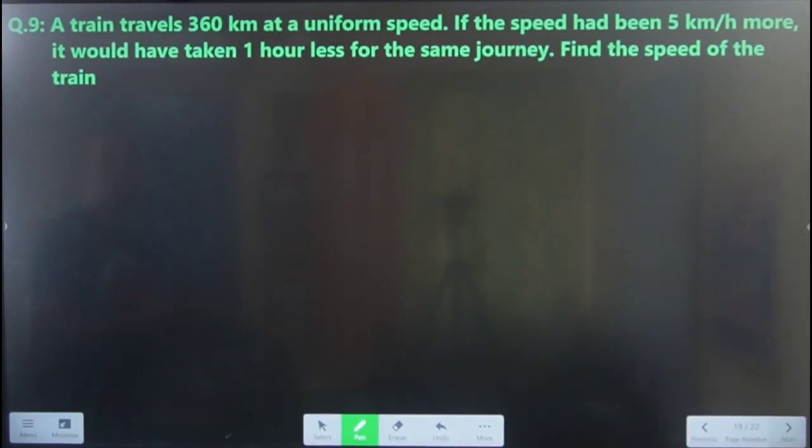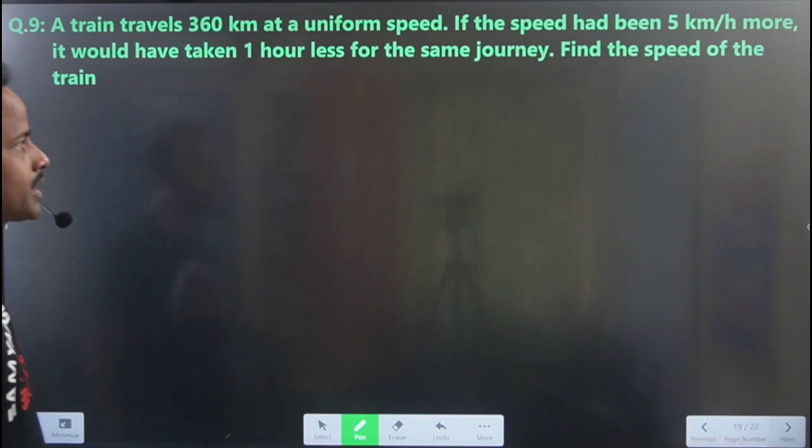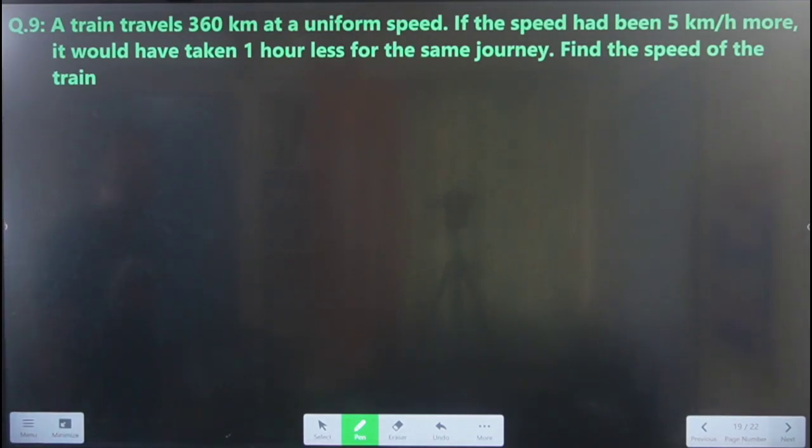A train travels 360 kilometers at a uniform speed. If the speed had been 5 kilometers per hour more, it would have taken 1 hour less for the same journey. Find the speed of the train.